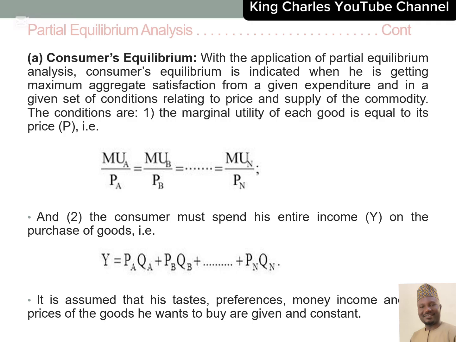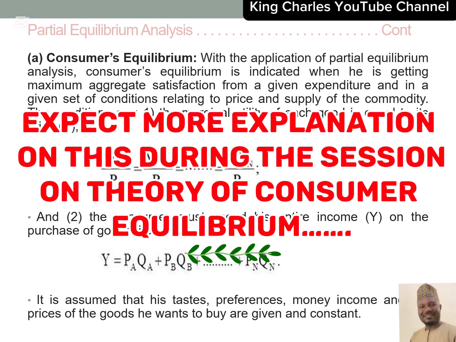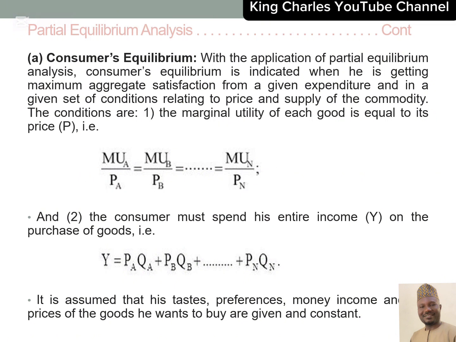What it means here is that for the variety of goods or the different commodities that are consumed by the consumer, the equilibrium position is established when the marginal utility of each of these goods, A, B, C, D, E, N, is equal to the price of each of these goods. You understand? So this is exactly what it means. Then the second condition, this is the first condition of consumer equilibrium: the marginal utility of each good is equal to its price.